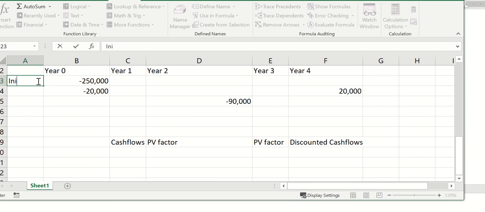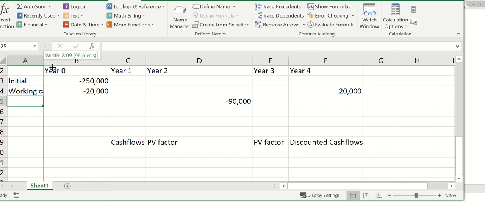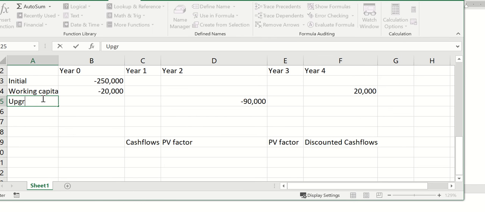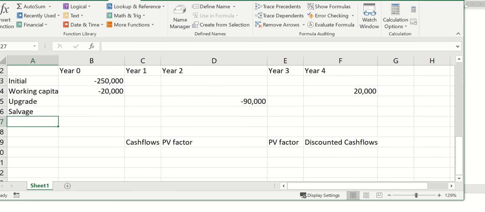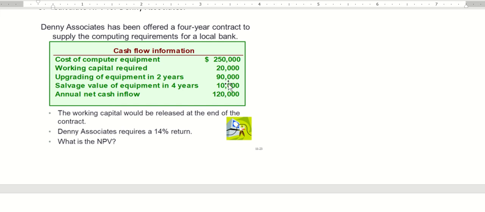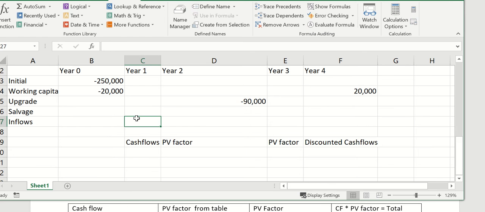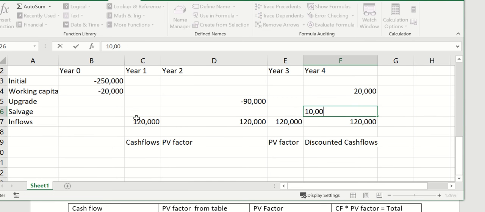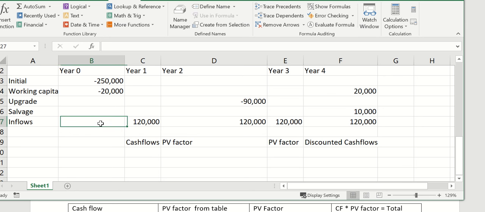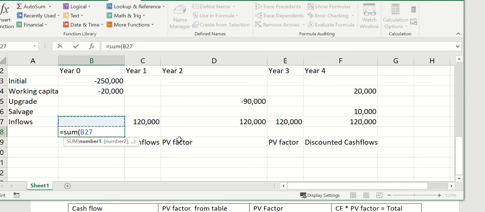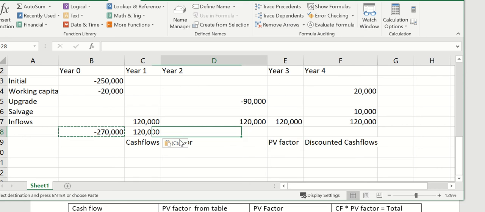So this was your initial, this was your working capital, and this was your upgrade here. Outflow in year 2. We have a salvage value, which would be a positive at the end of the period, and then we have inflows for the 4 years. Salvage value would be positive $10,000, and then the annual net cash inflow is $120,000 for the full 4 years. So this is how I would set up my years, and then I could sum how much I have in outflows and inflows for every single year.